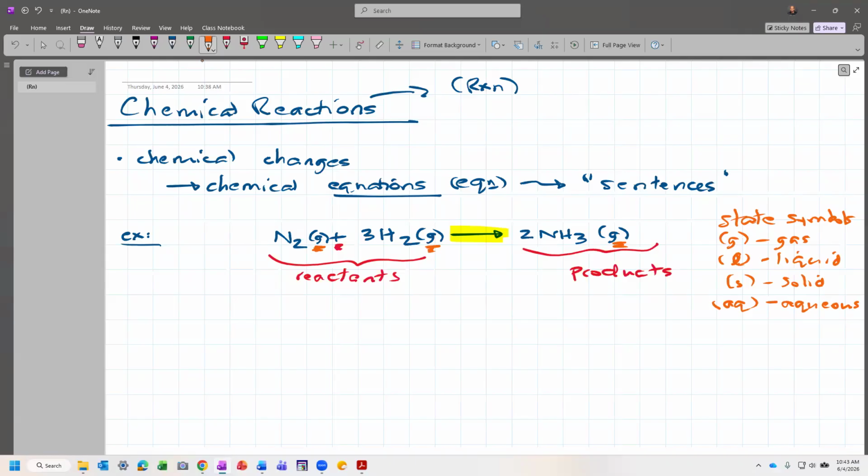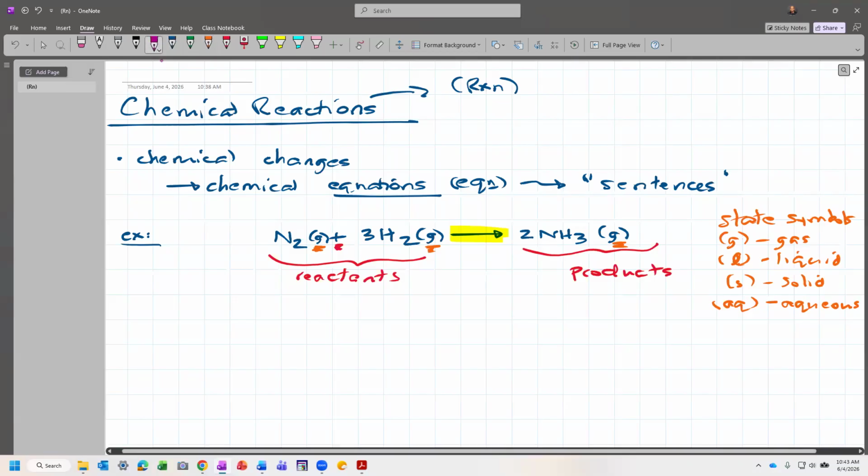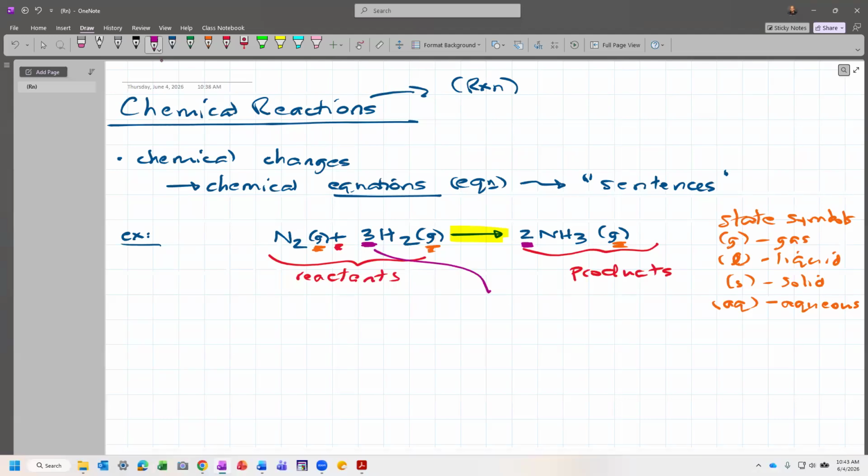The other thing that you will see here is these numbers that are inserted in front of the chemical formulas for the reactants and products. These are known as coefficients, and we use them to balance the equation. The reason why we want to do that is so that we adhere to the law of conservation of matter.